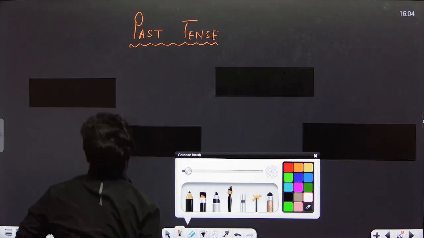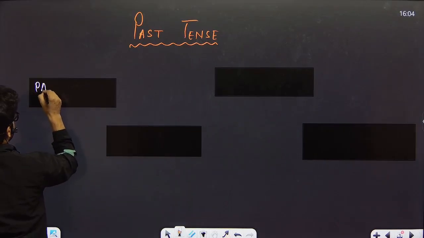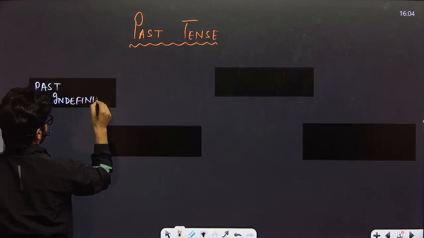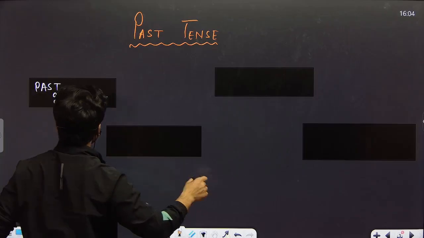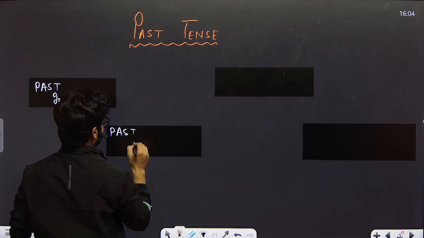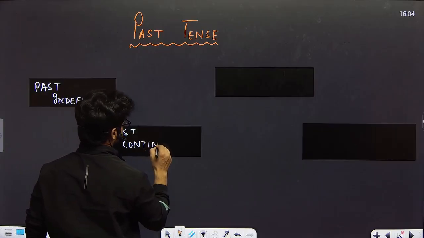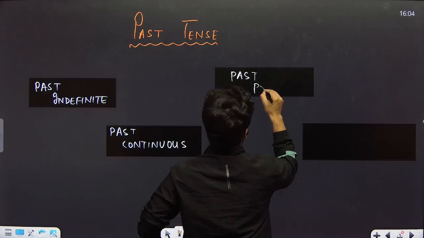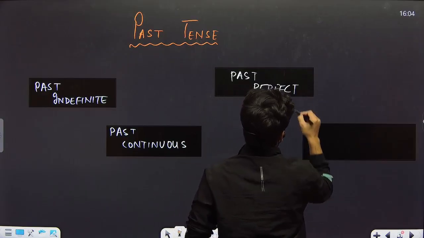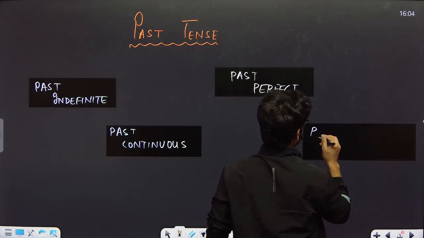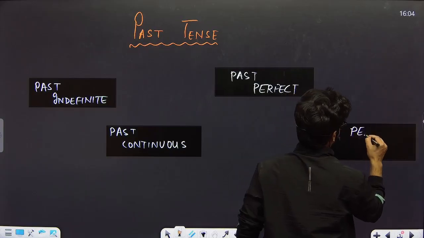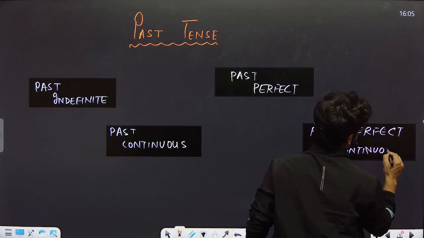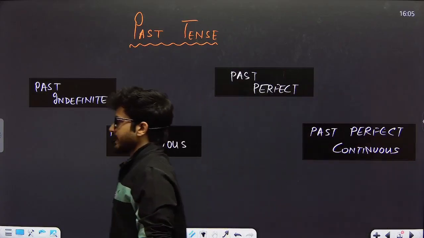First is your past indefinite tense. Second is your past continuous. Third is your past perfect. And last is your past perfect continuous. So these four tenses we are going to discuss.